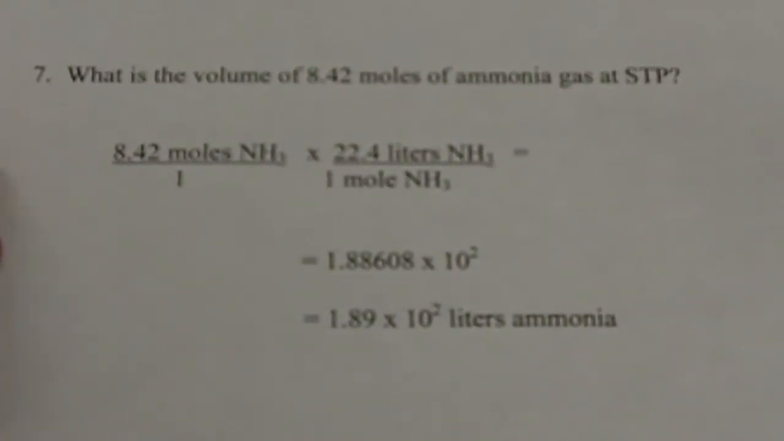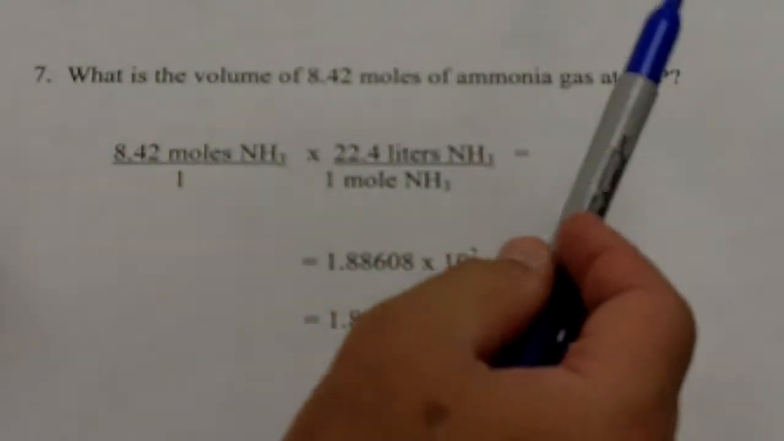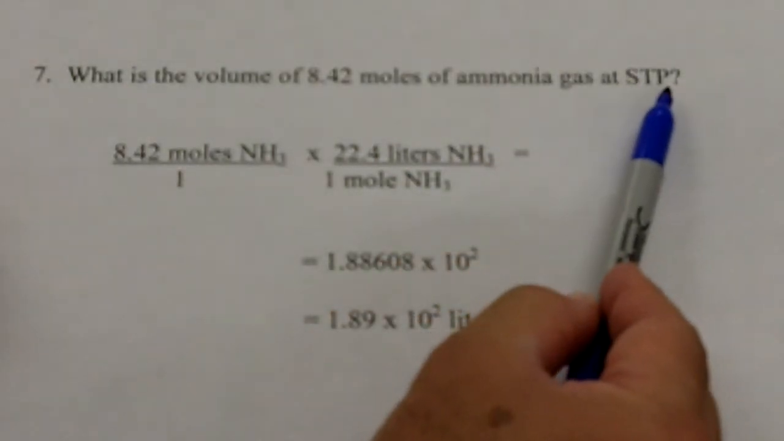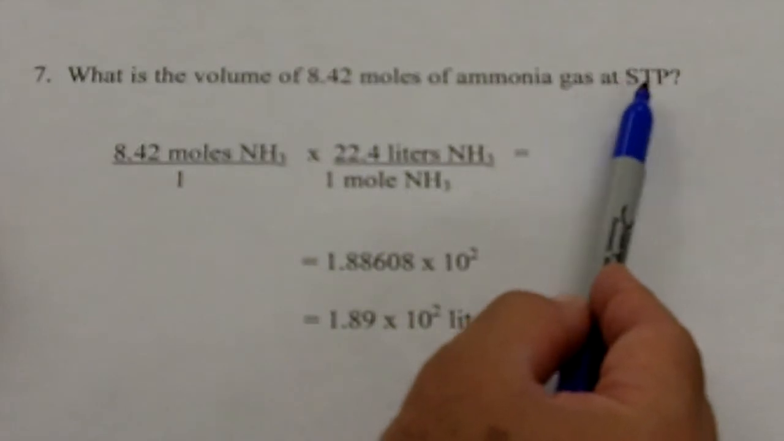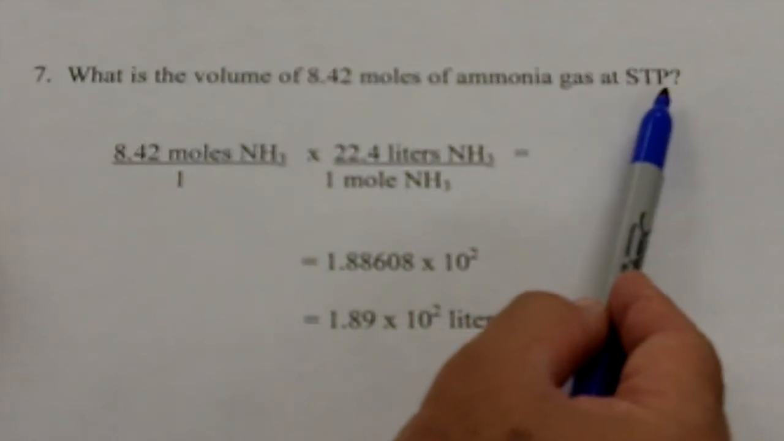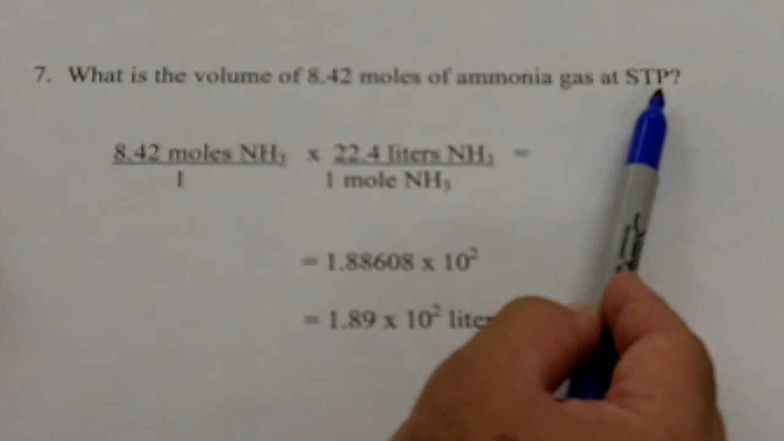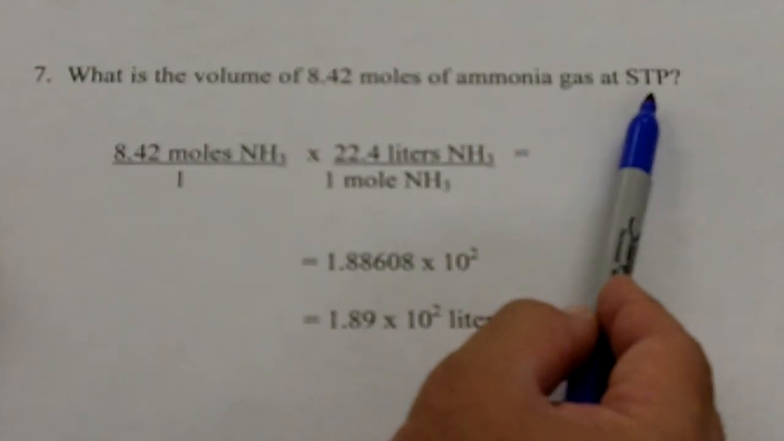What is the volume of 8.42 moles of ammonia at something called STP? What is STP? Well, it's something called standard temperature and pressure. Standard temperature and pressure is 0 degrees Celsius. Now you may say, well, wait a minute, the temperature at which water freezes. You're right. But that's standard temperature, and standard pressure is 1 atmosphere.